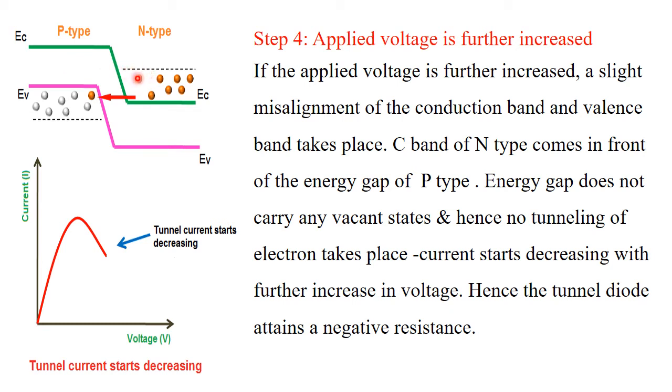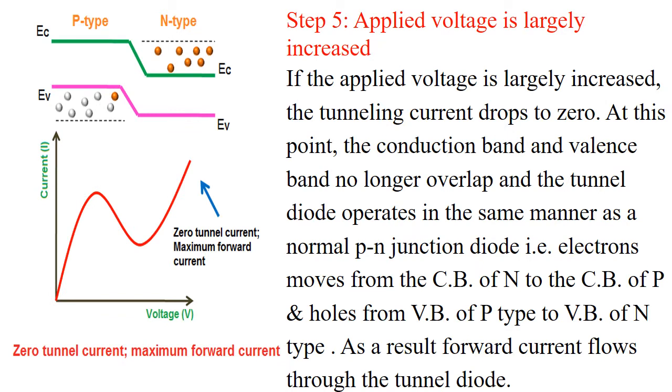And since tunneling of the electrons is stopped, the tunnel current will now start decreasing as we increase the voltage further across the tunnel diode. So as we are increasing the voltage, tunnel current is decreasing. Tunnel current decreasing means it is exhibiting a negative resistance.